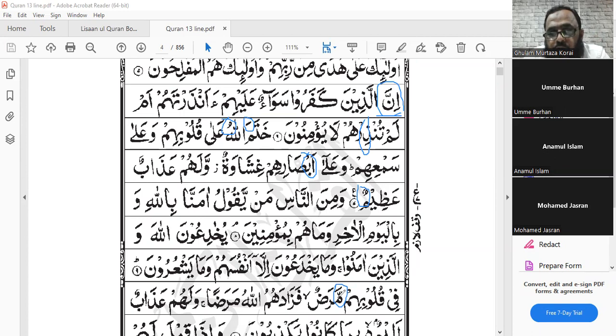Now, any volunteer from you to summarize these points and tell us? Yes, please. Anyone from you?